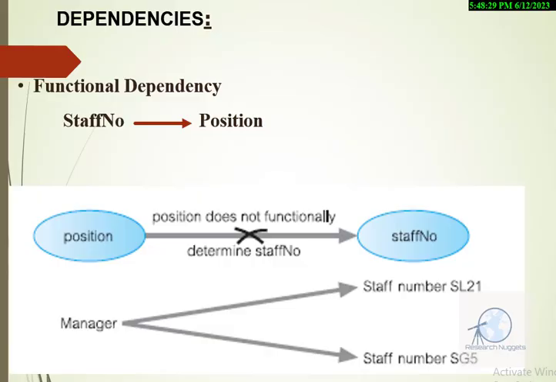For example, you can see the title manager there. There is more than one staff number who are managers. So the staff number determines the position, or we can say that the position is functionally dependent on the staff number.